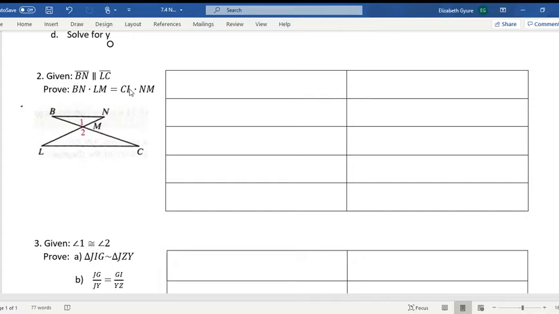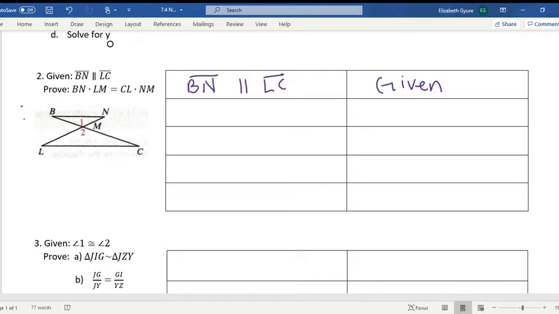So what we're actually going to have to do is first prove that these two triangles are proportional, show their proportional sides, and then apply the means extremes theorem. So first, let's just start off with our given here. So we are given that segment BN is parallel to segment LC. That is given. Now the reason that's provided to us is because parallel lines are going to make congruent angles, and to prove that these two triangles are similar, we're going to need some congruent angles.